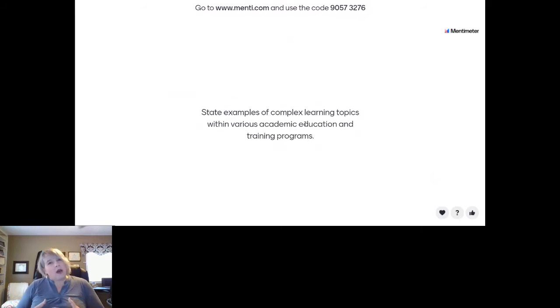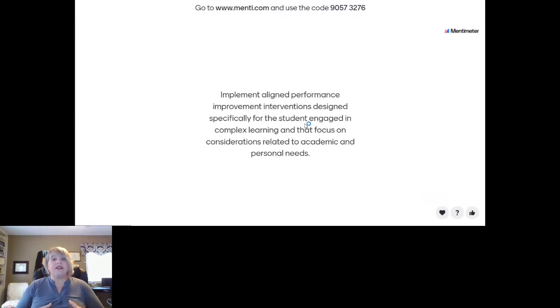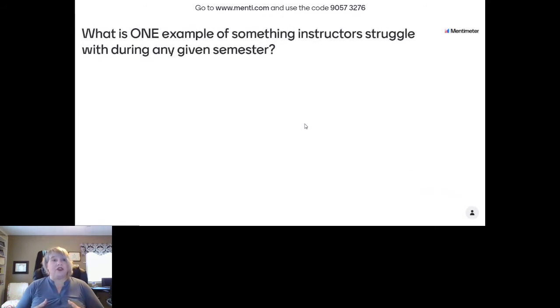You will state examples of what is associated with complex learning and align that with certain academic courses and programs. You will differentiate between a part task and a whole task in relation to complex learning. And finally, you're going to learn how to implement certain performance improvement interventions that are designed specifically to engage your students in those complicated learning tasks and help them persist throughout your program.